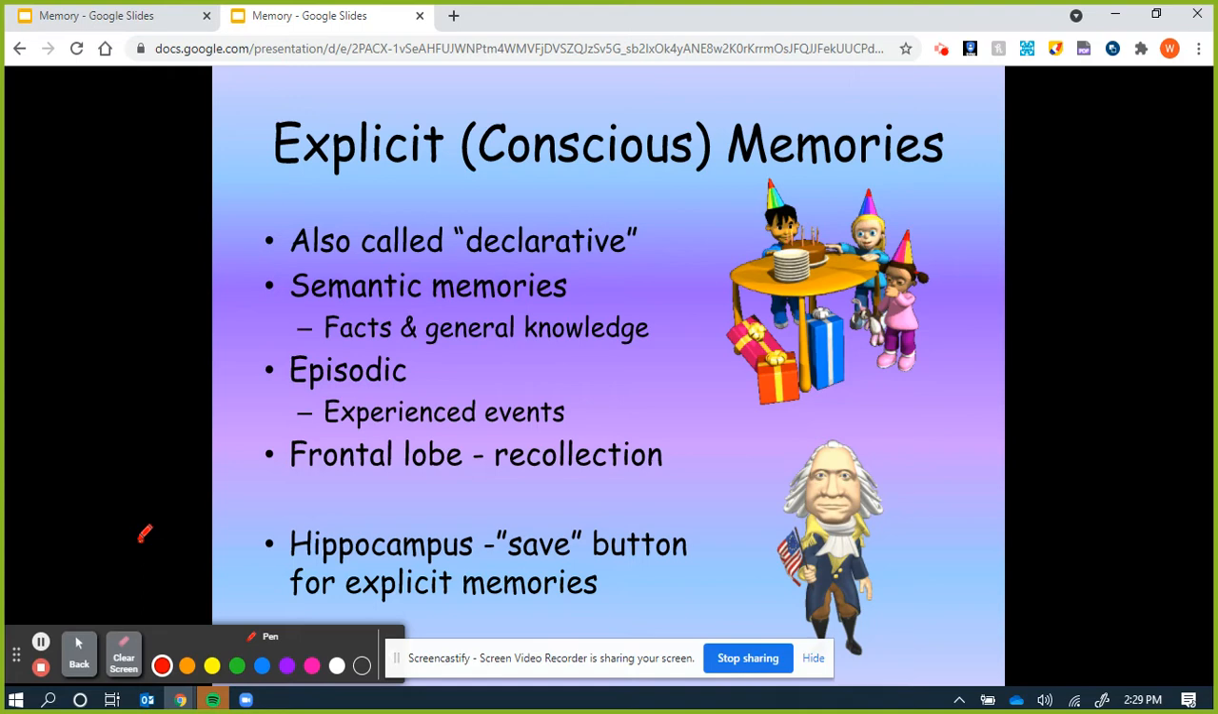Most of this is done in the frontal lobe. Just remember, the frontal lobe is our personality anyways, and memories make up who we are. And most of this encoding and storage is done by the hippocampus. But the hippocampus does not actually store memories in it. The hippocampus processes them and sends them out to the rest of the brain to be saved. Explicit memories are stored all over the cerebral cortex, but particularly in the frontal lobe.